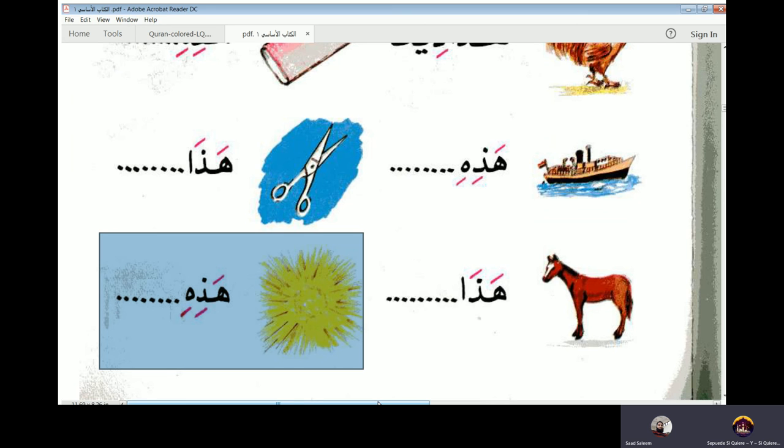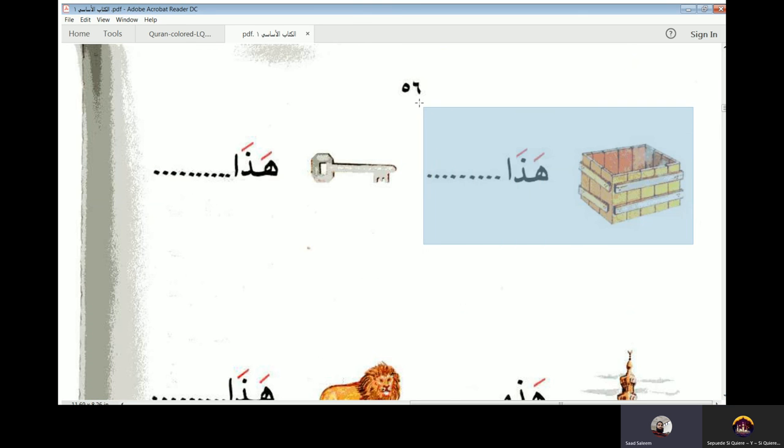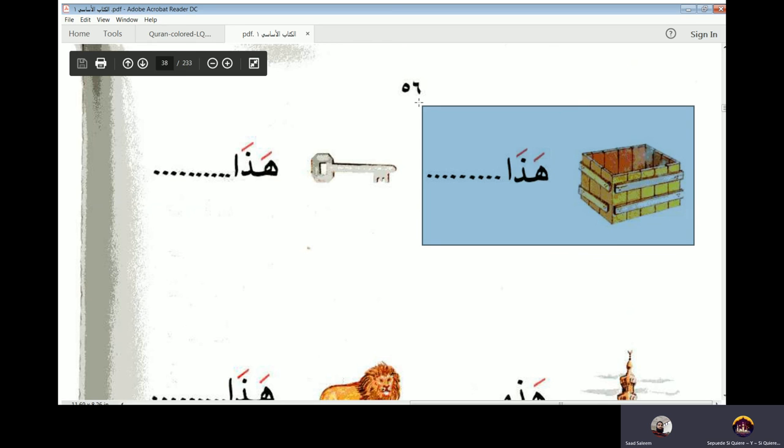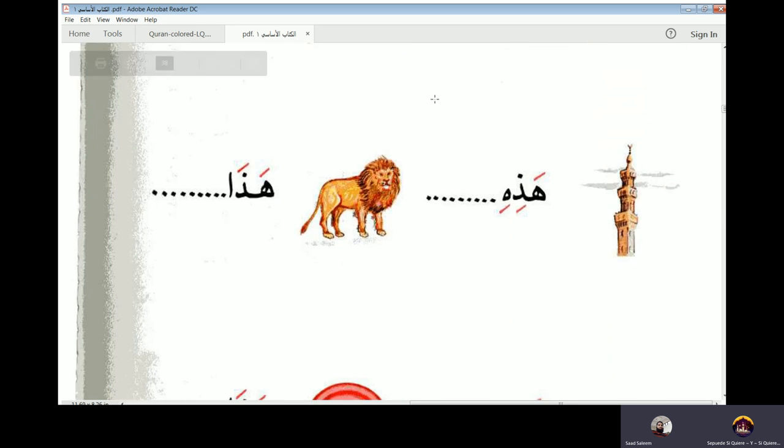Shamsun. Hadha sundukun. This is a box. Miftah. This is a key. Hadha miftah. This is a key.